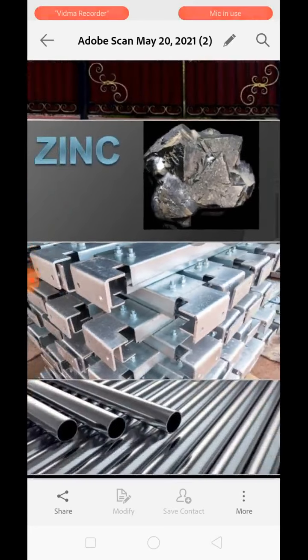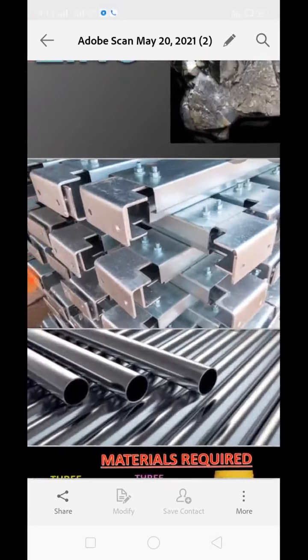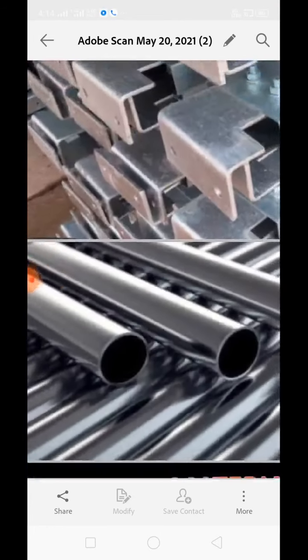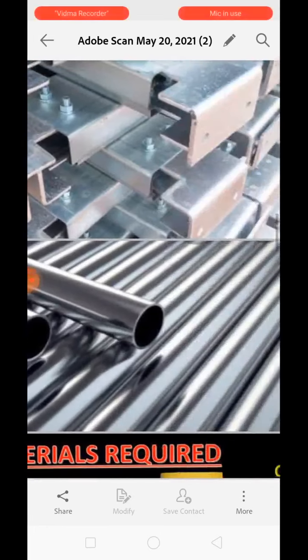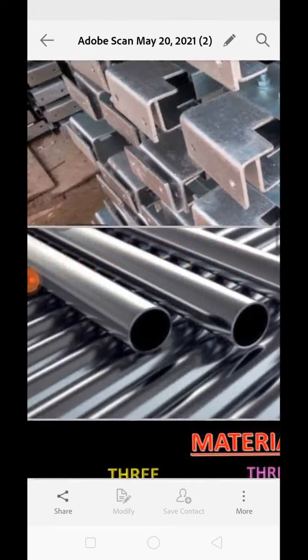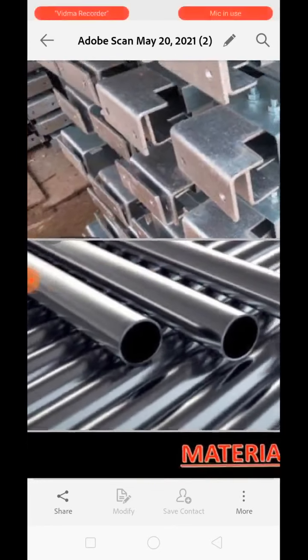Now the next process is making an alloy. What is an alloy? Alloys are articles made by mixing some metals and non-metals together. Over here you can see this is stainless steel, which is an alloy of iron. So we can alloy iron to make stainless steel.